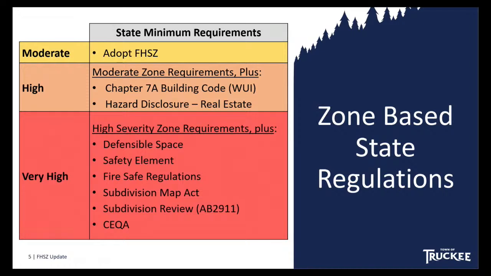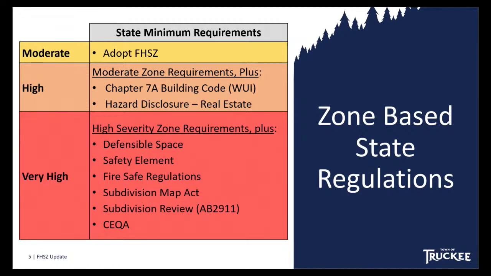The Chapter 7A building code, they call it WUI, Wildland Urban Interface, has some additional hardening measures that help protect a structure against wildfire. Additionally, hazard disclosure, that's for real estate. And so in the high, you have to disclose that the property is within a high fire severity zone. Now, when you get to very high, it's everything above, so everything included in the high and moderate.